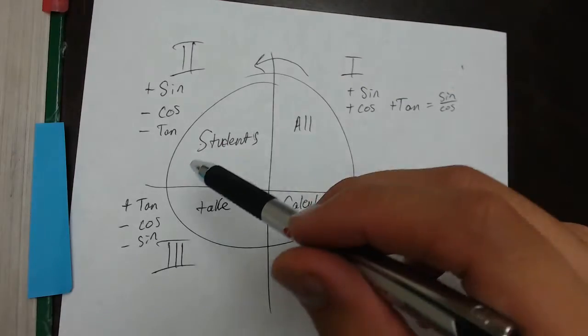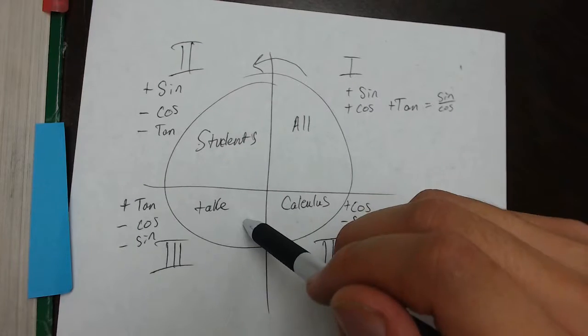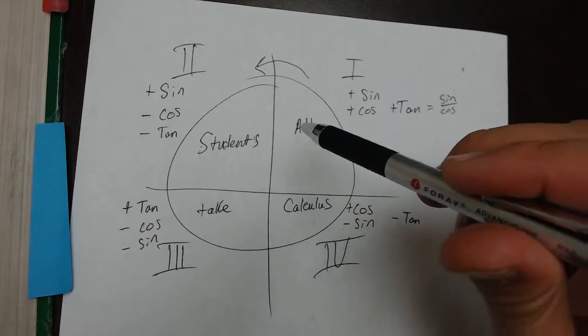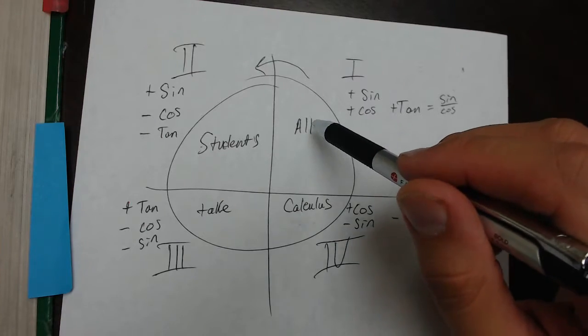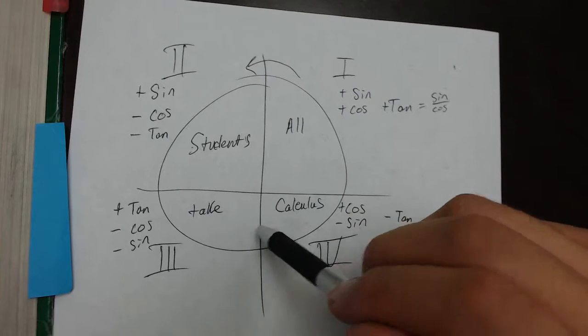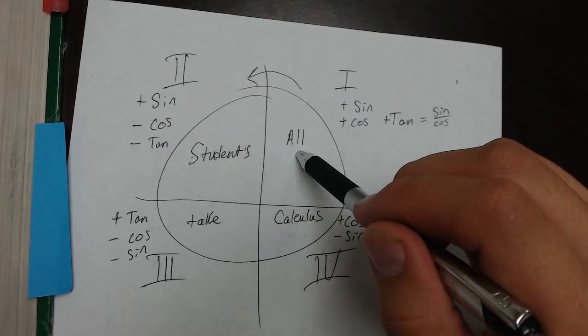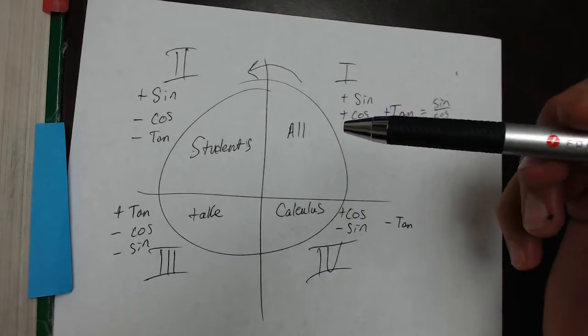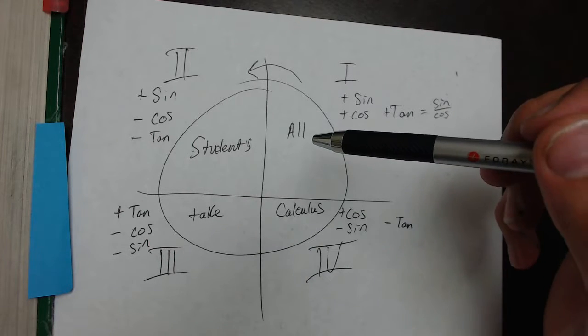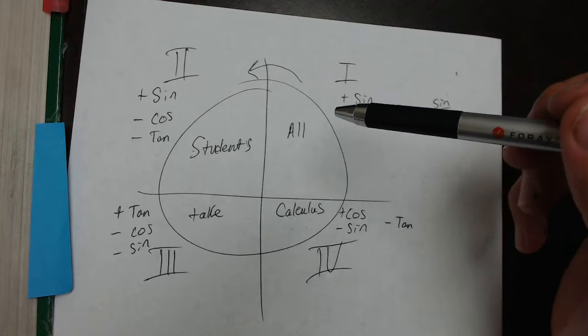The rhyme goes counterclockwise, and it says: all students take calculus. And most of you are thinking, yeah, right. But it is a good way to help you remember. So the first quadrant here, 1, 2, 3, and 4, all students take calculus. The first quadrant is telling us that all will be positive. So this is what they're talking about with trigonometric signs. Depending what quadrant you're in will determine what sign your trigonometric identity is going to be.